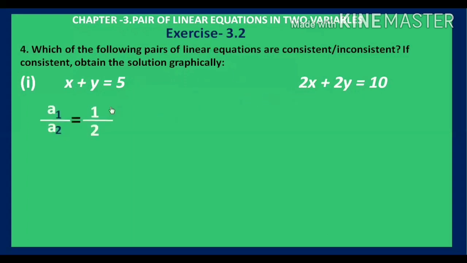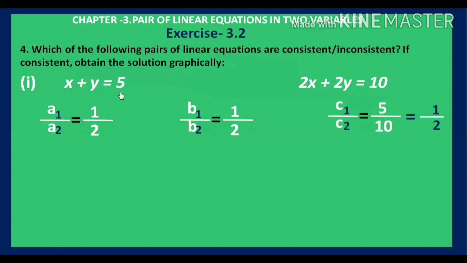So here a1/a2 is 1/2, b1/b2 is 1/2, c1/c2 is 5/10, 1/2. I told you the constants should be on the same side. Here they are on the right side, both 5 and 10. In the previous part we did, both were on the left side. Both should be on the same side, either right side or left side. So here you can see a1/a2, b1/b2 and c1/c2, all three are equal: 1/2, 1/2, 1/2.